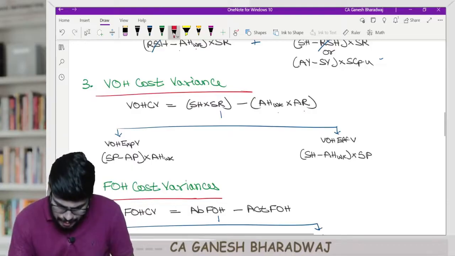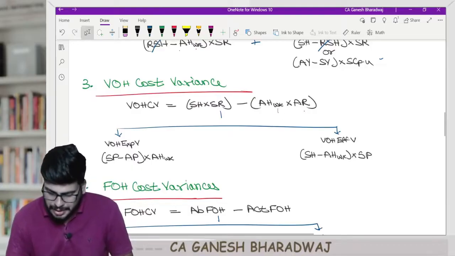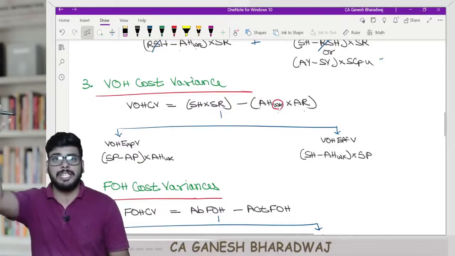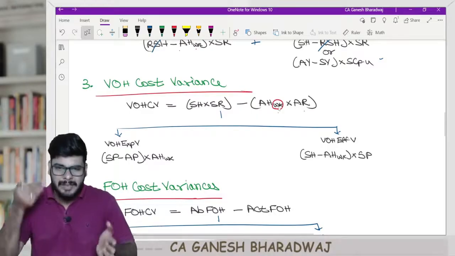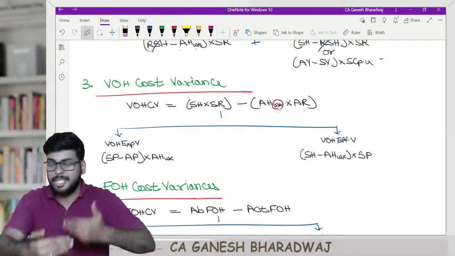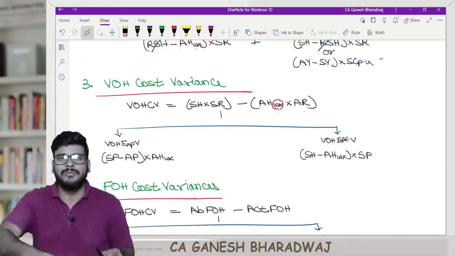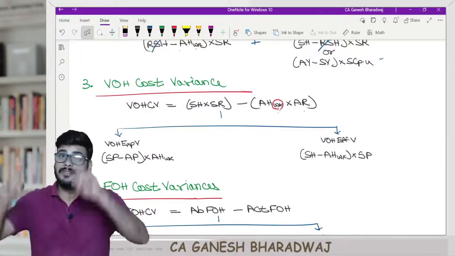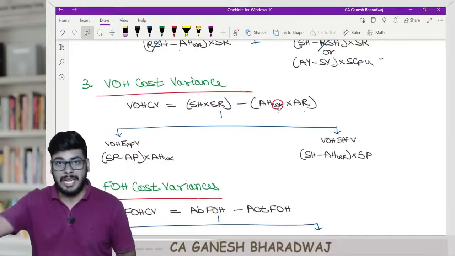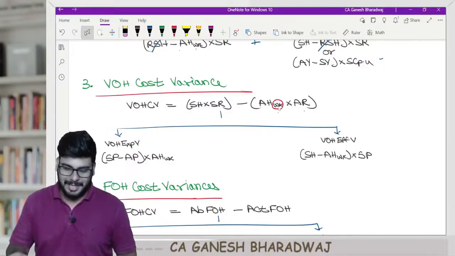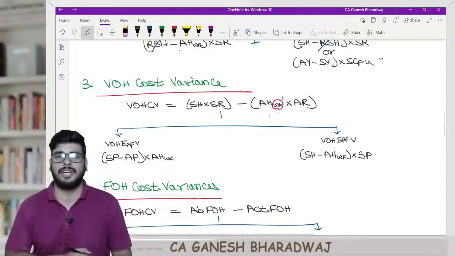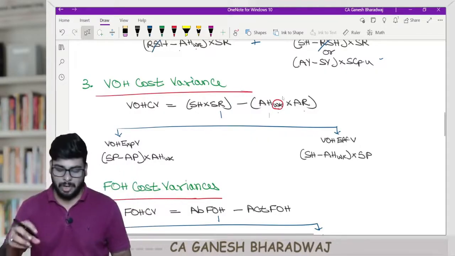Now always remember, for variable overheads the actual hours are only actual hours worked. Why, sir? Actual hours paid I will not consider. No, only when you turn on the machine, for every hour the machine is running, only for that will you incur variable overhead. Whereas that is not the case for labor. In labor, even if they are not working, I need to pay the workers. Here we are talking about variable overheads, so actual hours always stands for actual hours worked. There is no concept of idle time when it comes to variable overhead.